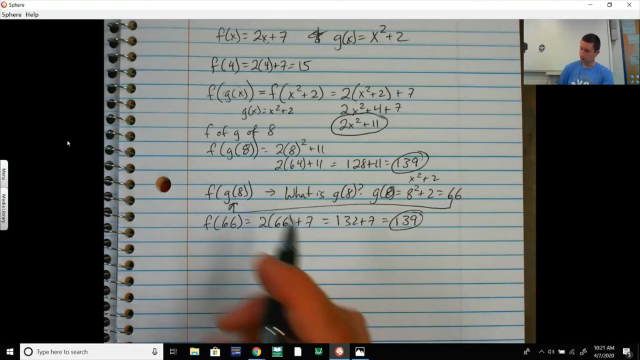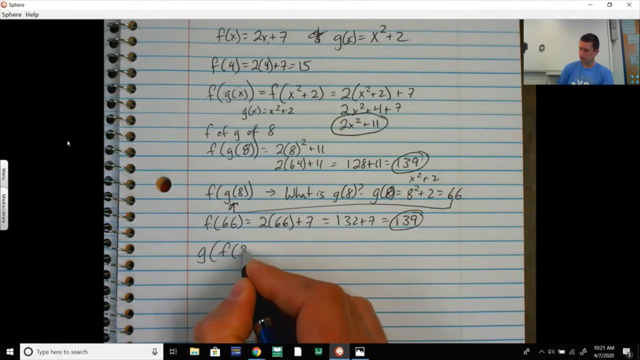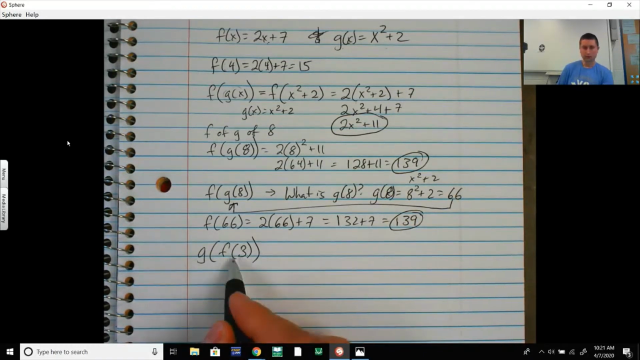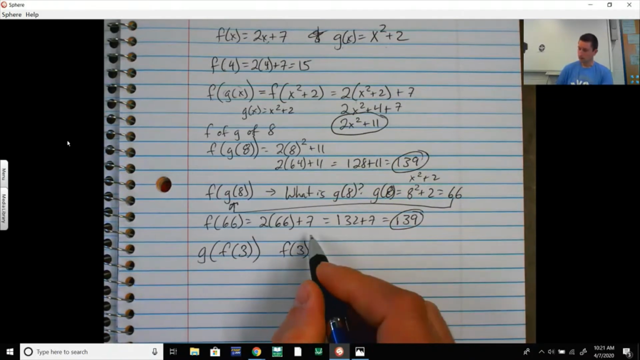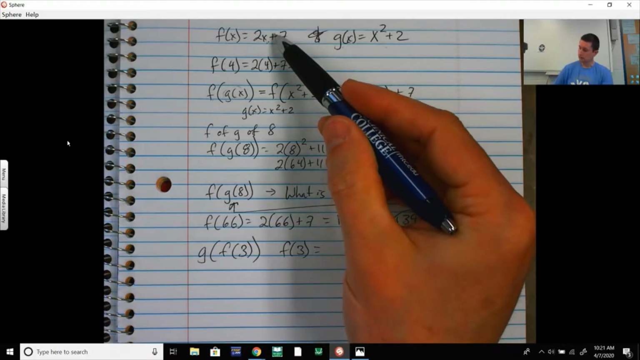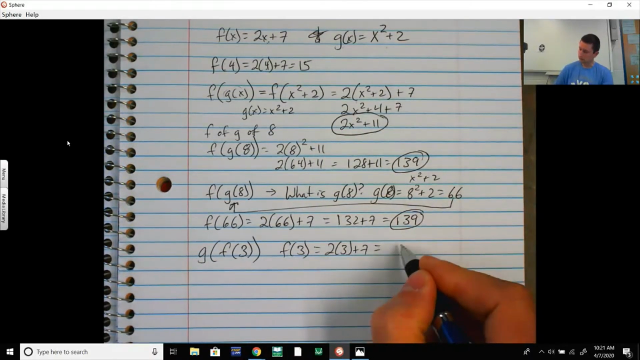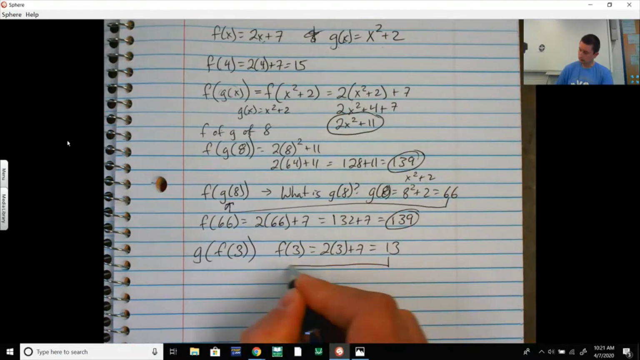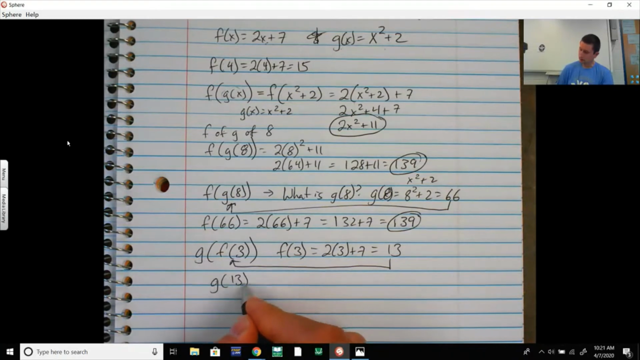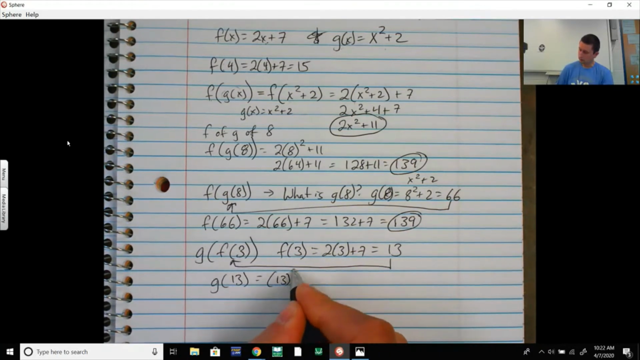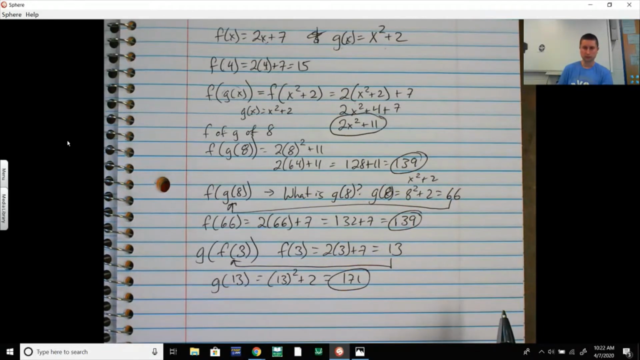Okay, so let's go the other way. Let's go g of f of 3. Okay, so I'm going to do the inside one first. What is f of 3? Well, f of 3, remember, that's 2x plus 7, so 2 times 3 plus 7. So 6 plus 7 is 13. Come back, replace it right there. G of 13 would be 13 squared plus 2. That's 169 plus 2. That's 171. So g of 13 would be 171.